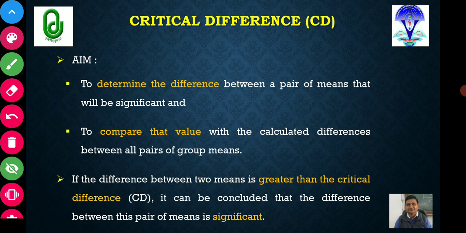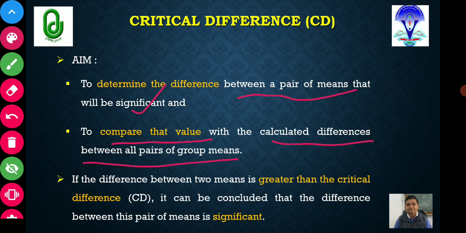The aim, as we already know, is to determine whether the difference between a pair of means is significant. First, you have to calculate the difference. The second aim is to compare that value with the calculated difference between all pairs of group means. If you see the procedure, you will understand it in a better way.